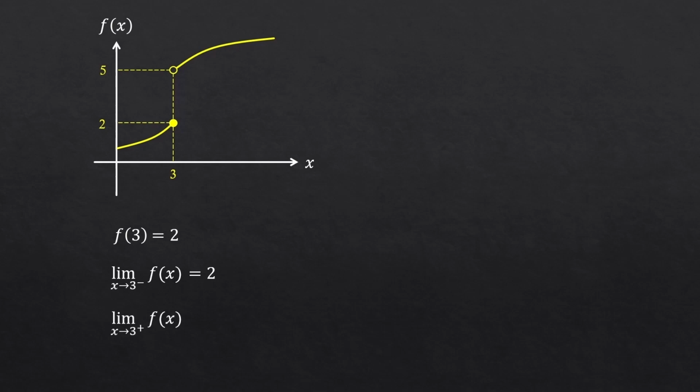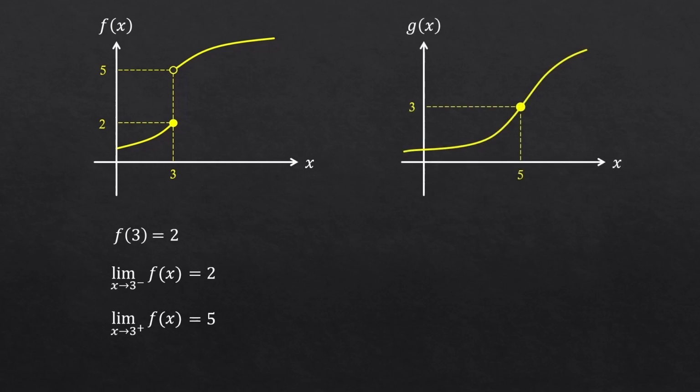Then how about the limit of f(x) when x approaches 3 positive? 3 positive means it's coming from the positive side. So from the right side, it's approaching 5, right? Okay, so let's look at this function this time. What's g(5)? 3, obviously. And how about the limit of g(x) when x is approaching 5 negative? So it's from the left side, and it's approaching 3. And how about from the positive side?